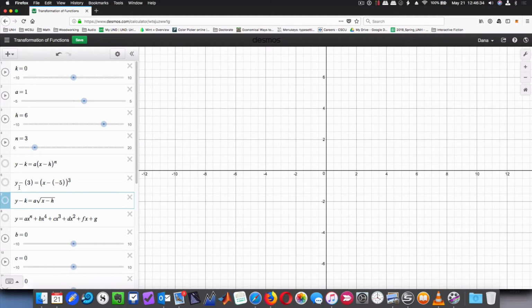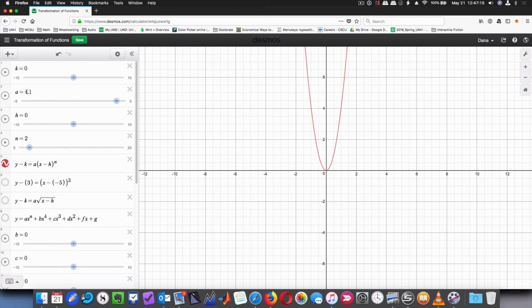Let's do the following. We need to talk about another type of transformation. It is often called the stretch, and we're going to zero out our translations, the shifting left and right and up and down. We're going to zero out those translations, and we're going to talk about this a value. So watch when I increase this a value to be a number greater than 1. Our curve gets skinnier. It gets skinnier. And if I change this n back to 2, it'll be something you're more familiar with. There's a parabola, and it gets skinnier.